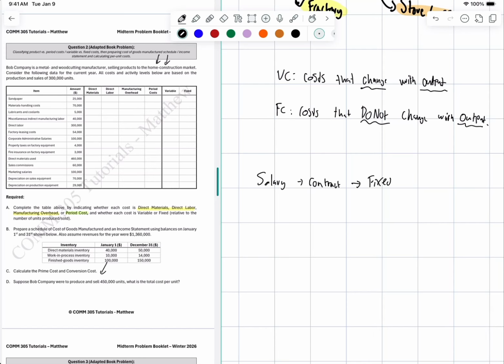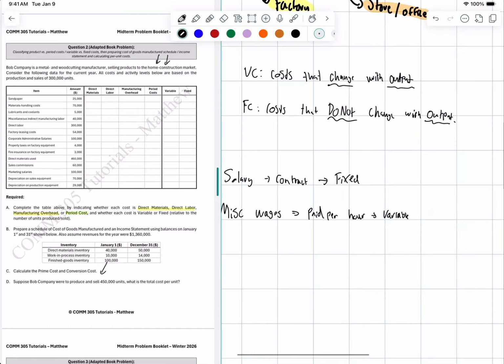So it's fixed, right? Whereas if you just see miscellaneous wages, these are more low level employees. Low level employees aren't really contract based, but are paid per hour. Maybe you sign an agreement if you're paid hourly, but miscellaneous wages are paid per hour. That's why we say it's variable. Generally speaking, bigger positions in a company will be fixed because they're going to be salaries. This is a little trick for you: big positions will be fixed, whereas smaller positions are variable.